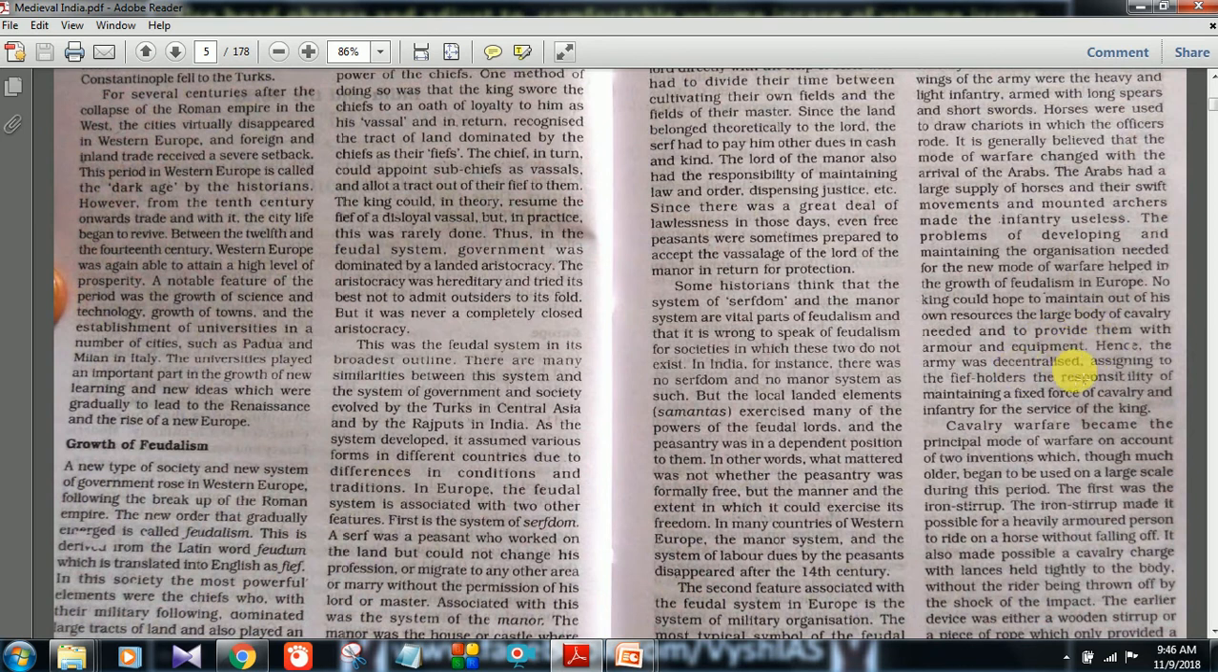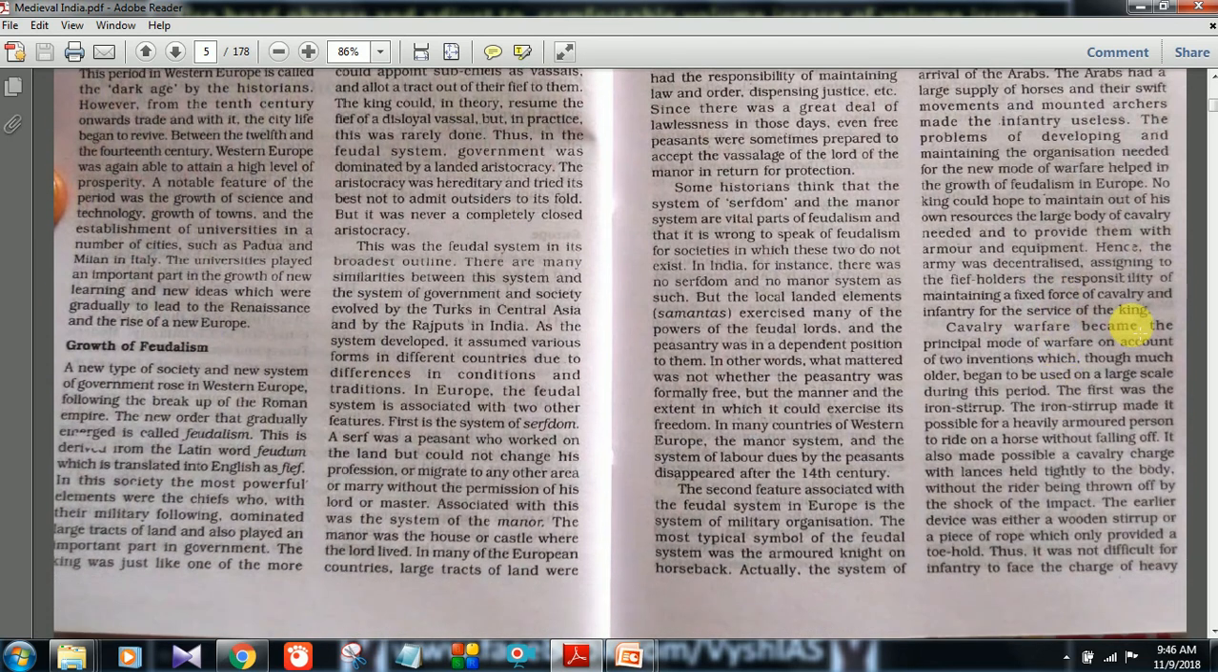Hence, the army was decentralized, assigning to the fief holders the responsibility of maintaining a fixed force of cavalry, and infantry was service of the king. This is exactly the mansab system which you will learn later. Okay, the king could not handle everything because of the huge expenses, so it was decentralized. Okay, so the chiefs will be now having their own army, and they will be assisting the king for battles.